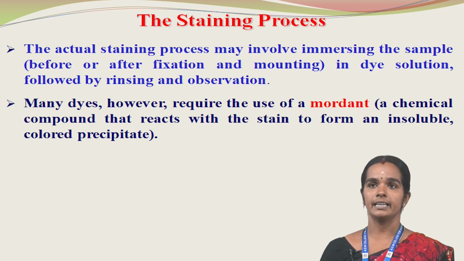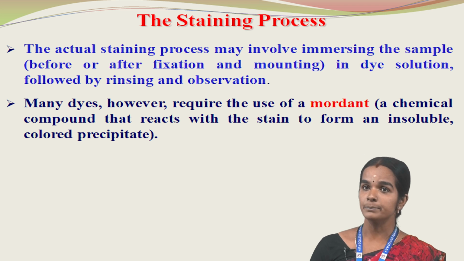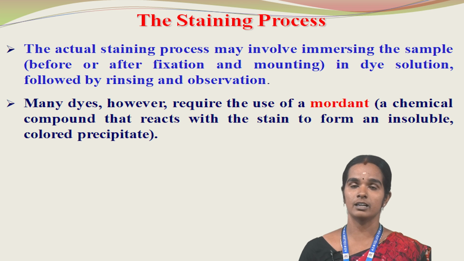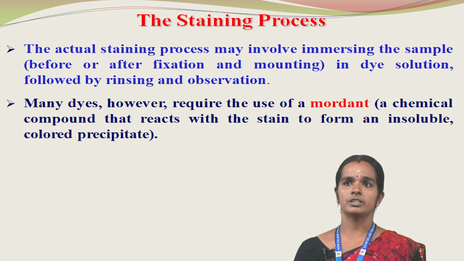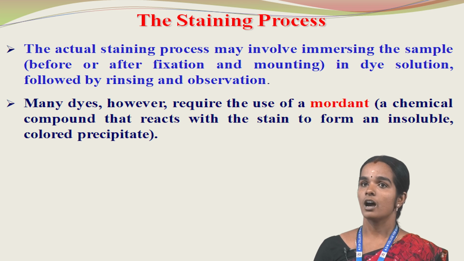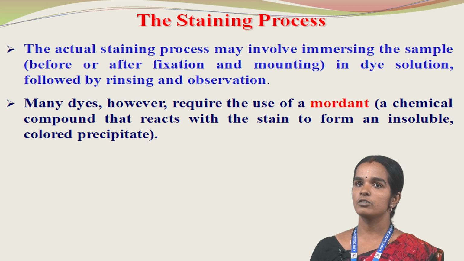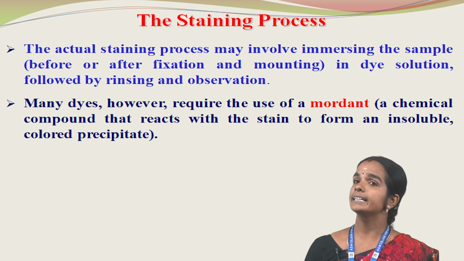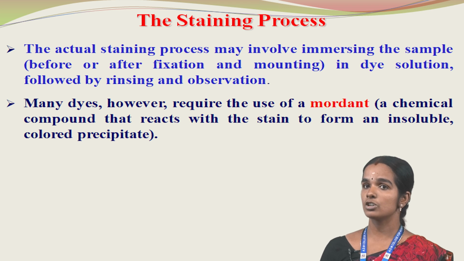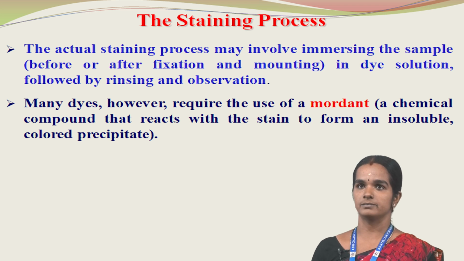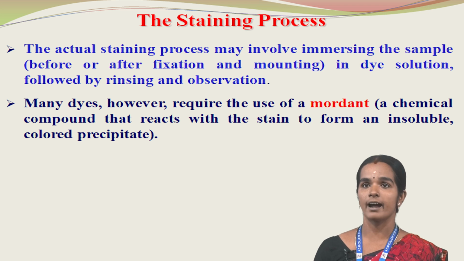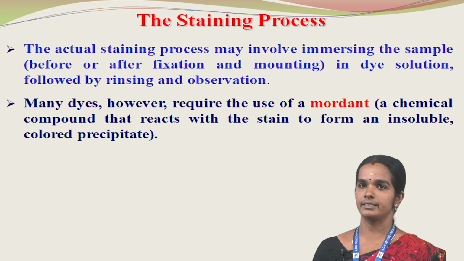The actual staining process may involve immersing the sample, for example, before or after fixation or mounting, in a dyeing solution followed by rinsing and absorption. Many dyes, however, require the use of a mordant, for example, a chemical compound that reacts with the stain to form an insoluble colored precipitate. When excess dye solution is washed away, the mordanted stain remains.